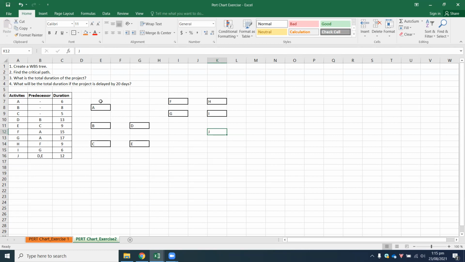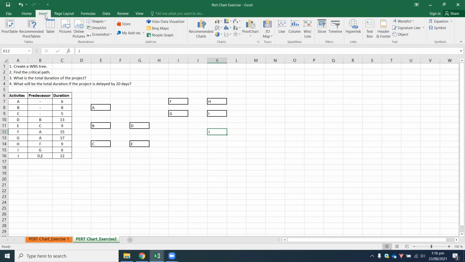So you have A, B, and C. Now it has no predecessors, therefore it's not linking to any of the previous tasks. So this has been well done by Musharat. After that, Musharat has given in the activity D. So the predecessor is B.